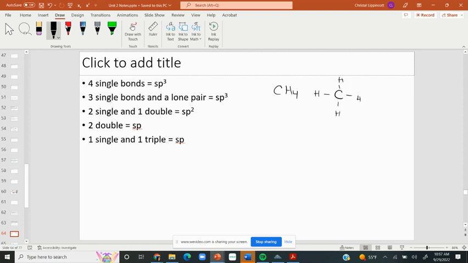Single bond, lone pair. That would look something like this. Hold up 3 fingers. Take one down for each double or triple bond around the central atom. Hybridization is sp3. Now a central atom with single bonds and one double bond. So I have to think of something that has a single and one double.